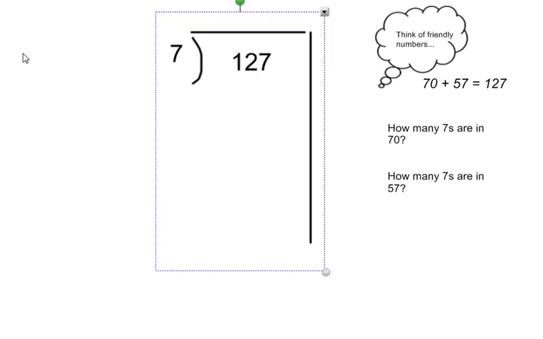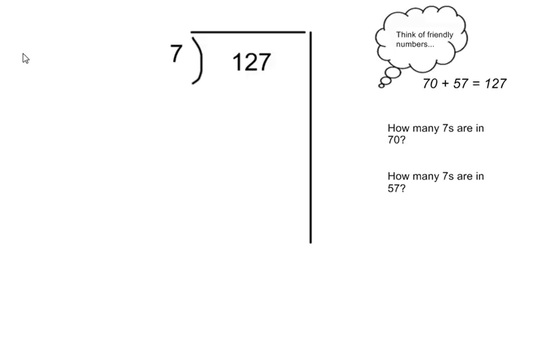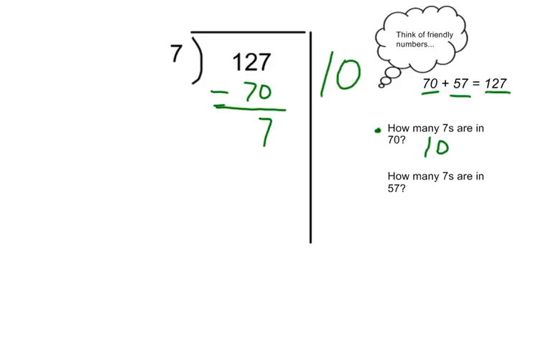Let's start by thinking about friendly numbers. We can split the number 127 into 2 parts. We can think of it like 70 plus 57. And I like 70 a lot because I know that 70 is divisible by 7. So I think to myself, how many 7s are in 70? Well, I know 7 times 10 is 70, so 10 is going to be where I start. Let's put 10 on the partial quotient side, and let's multiply. 10 times 7 is 70. We subtract from 127, and we should get 57.